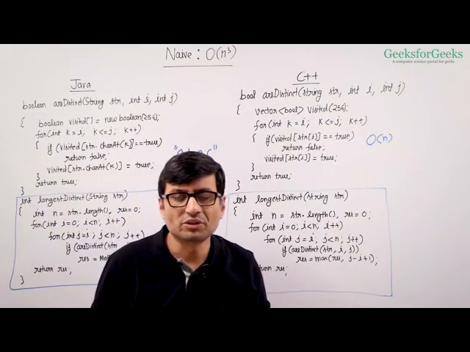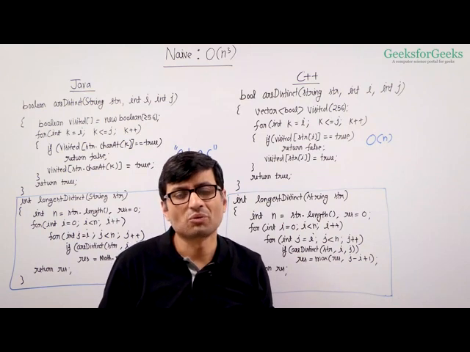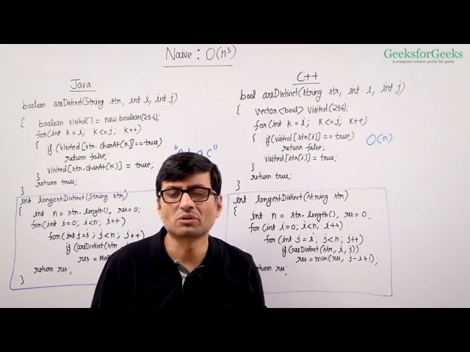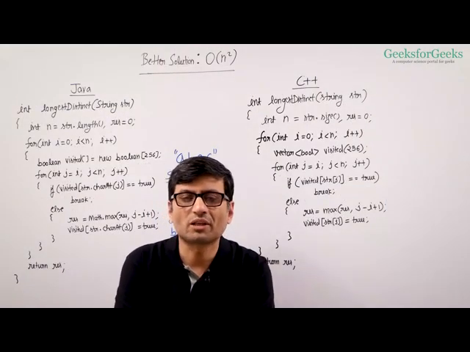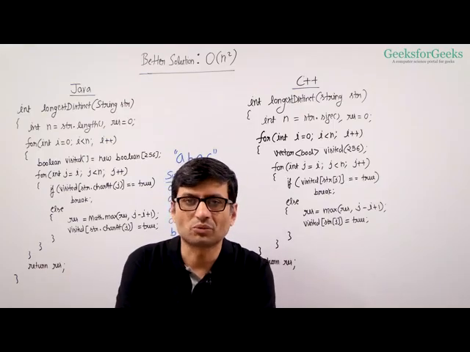Now please pause this video and think of an approach which is better than big O of n cube. We are going to talk about two more solutions. One is big O of n square and one is big O of n. Let us now talk about a better solution. Time complexity of the solution is big O of n square.